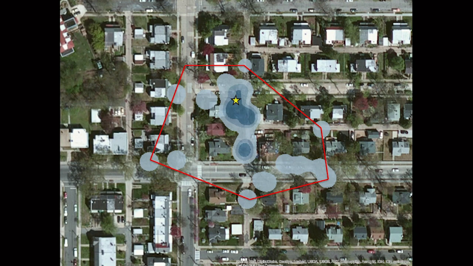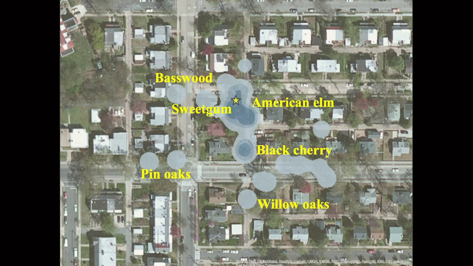I hope you can see that. There's a red line surrounding a bunch of blue areas there with a star in the middle. This is the foraging territory of one pair of chickadees. The star is where the nest is. And the red line represents the 95% of the foraging territory. So they did 95% of their foraging within that red line, and they did it on those blue areas. The blue areas are particular trees. Let's look at what they are. If you can't read it, it's basswood and sweet gum, American elm, black cherry, and two species of oaks. All the native trees in that little section of Washington, D.C.